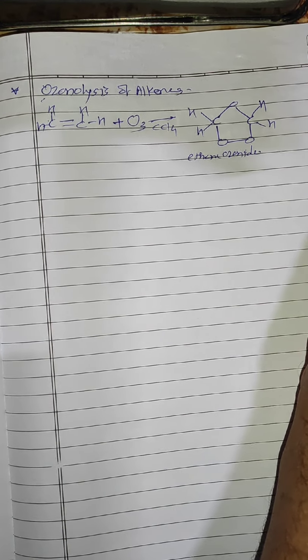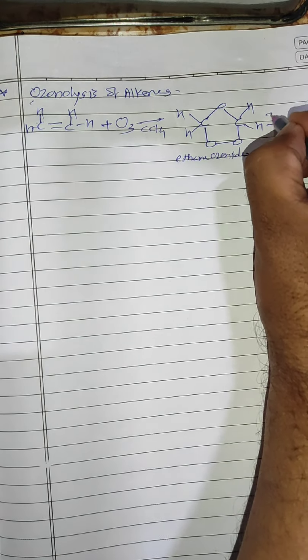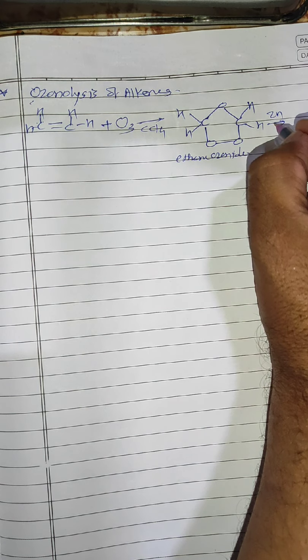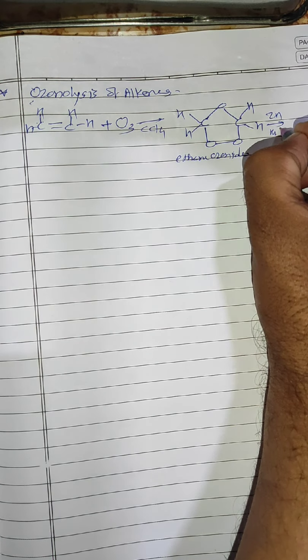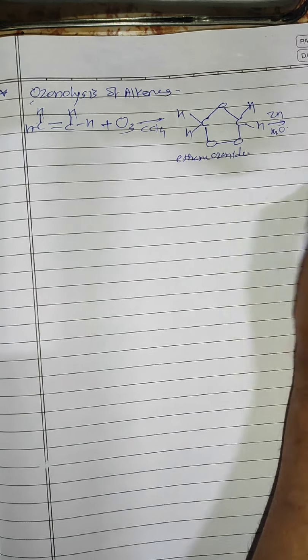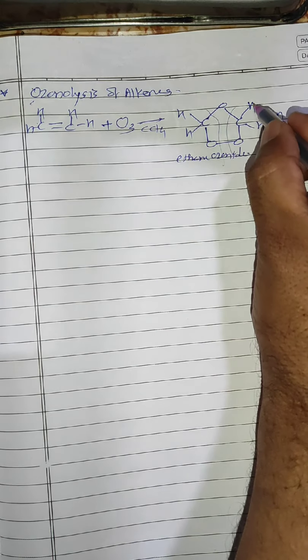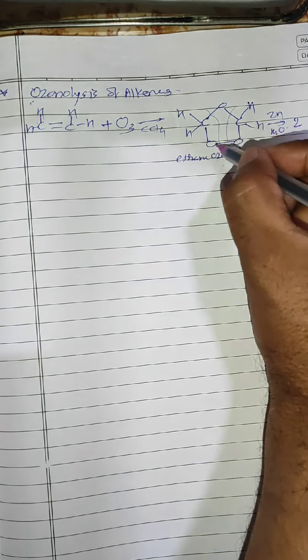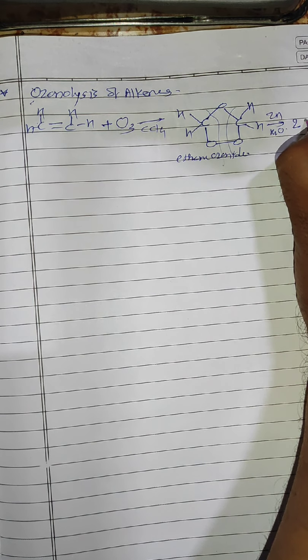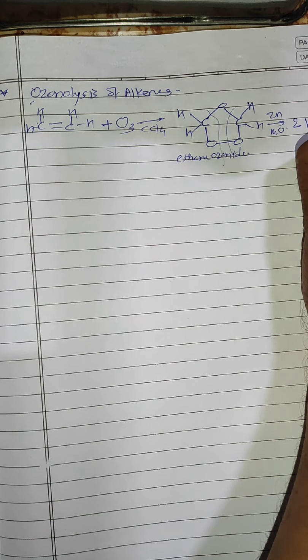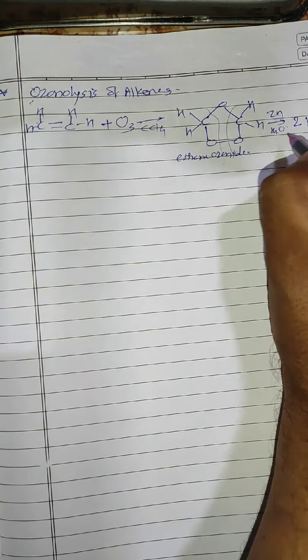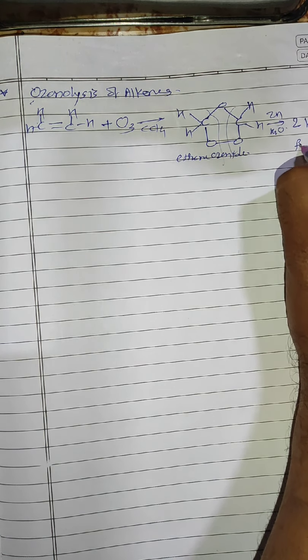Now, this ethene ozonide is further treated with zinc dust in presence of H2O and forms the corresponding two molecules of, after breaking of this, HCHO, HCHO, that means 2 HCH double bond O plus ZnO. It gives the corresponding formaldehyde.